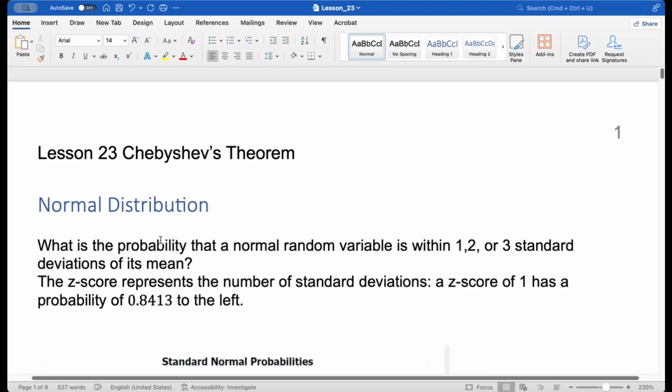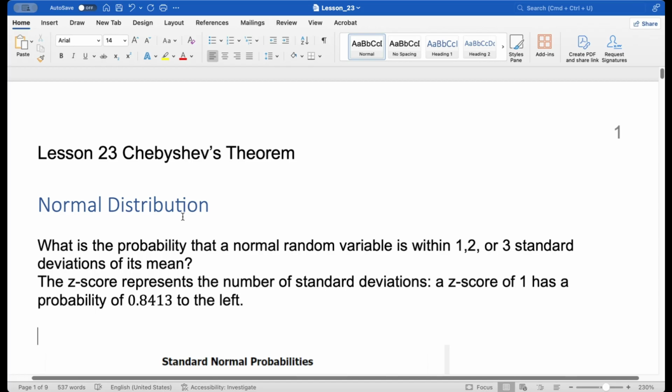Hello, this is lesson 23 on Chebyshev's theorem. We'll begin with some properties of the normal distribution, which is a bell-shaped distribution. What's the probability that a normal random variable is within 1, 2, or 3 standard deviations of its mean?